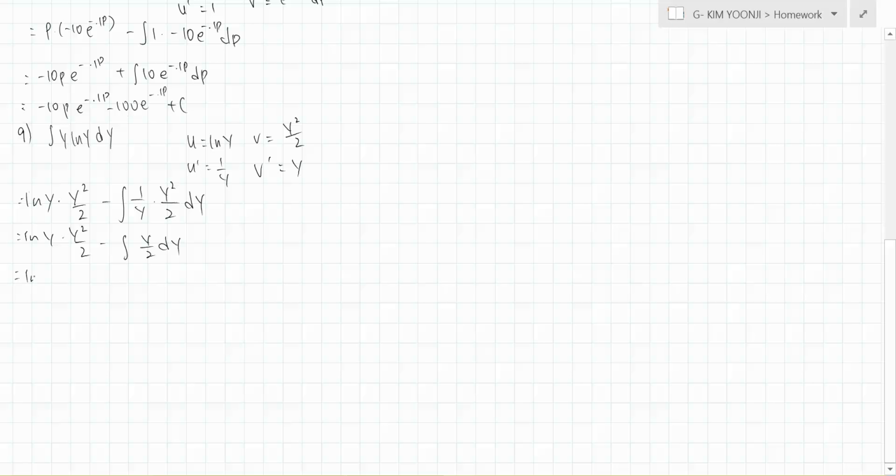And we can pull that 1/2 out of the integral, so that makes it half the integral of y dy, and then that equals y squared over 2 plus c.